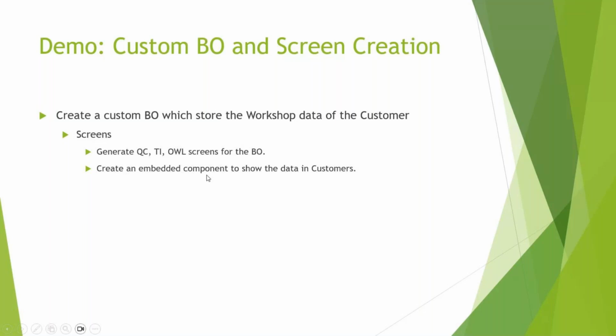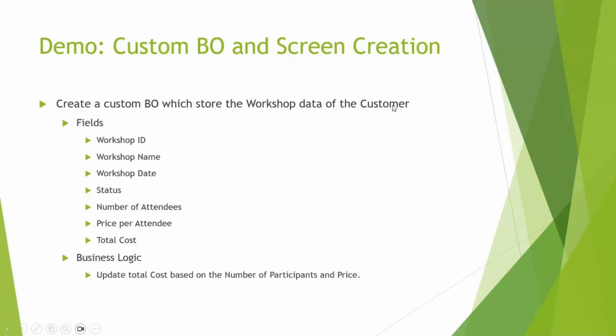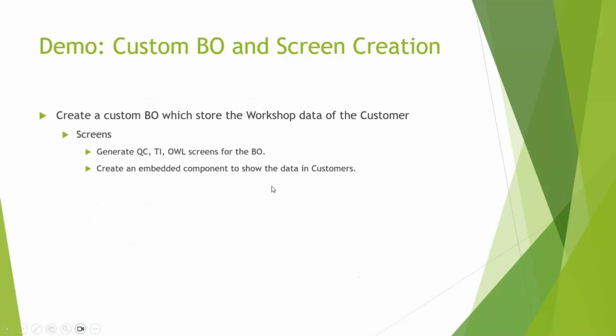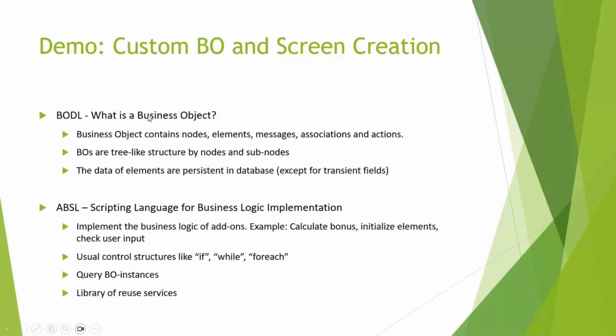Let's say we have a customer TI screen, right? There we want to show this workshop data. For this customer, these are the workshop data available. So we'll go through it and do it in the system. I have a limitation, I have not yet got the system, so I will show it in the other sandbox which I have. So coming to the BODL, the business object.